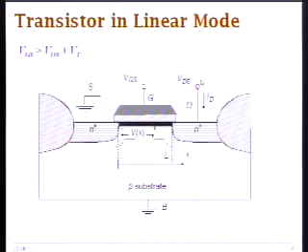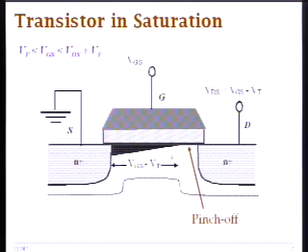Now when you keep increasing VDS, your current will also keep increasing, and then you have a transistor in linear mode. And that happens all the way to some point where your VDS reaches some critical value that is equal to VGS minus VT, where your channel becomes pinched off at the drain side. And then you enter the saturation mode of operation, where further increases in your VDS to a first approximation can no longer yield an increase in your device current.